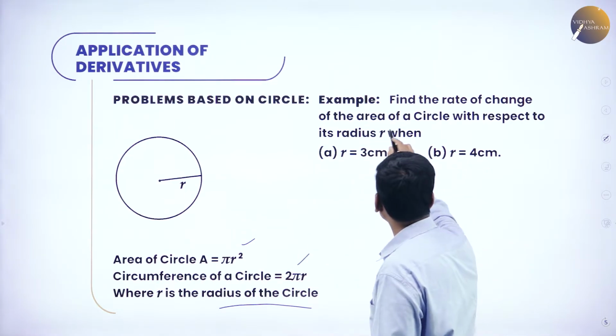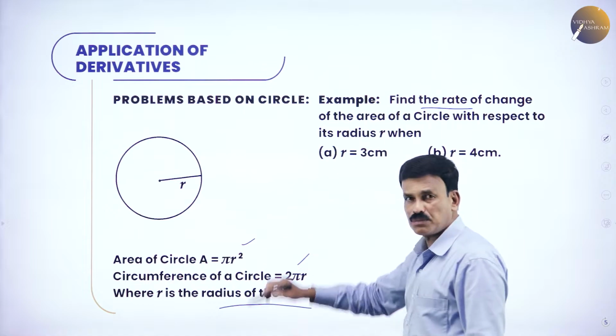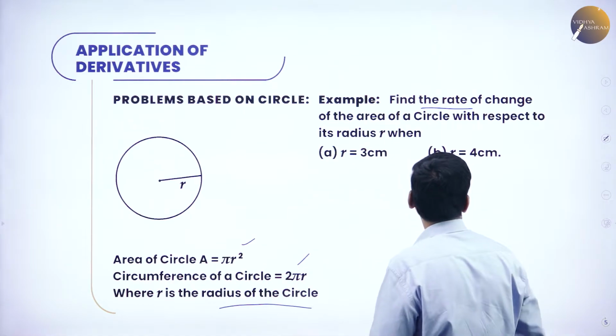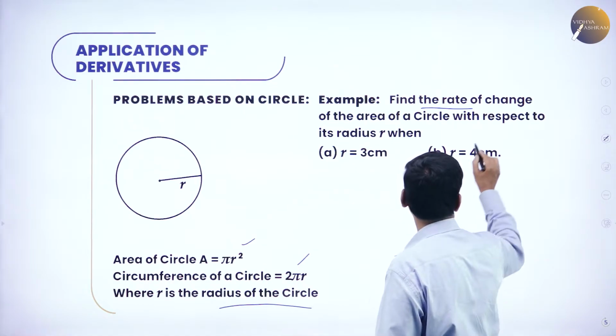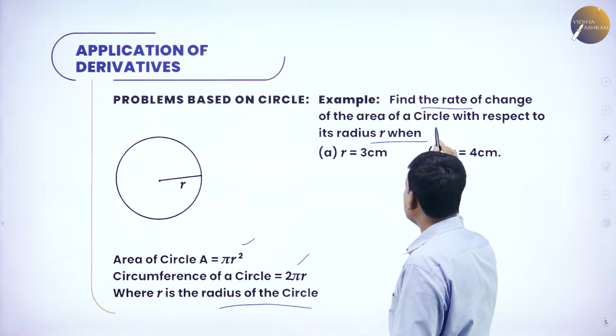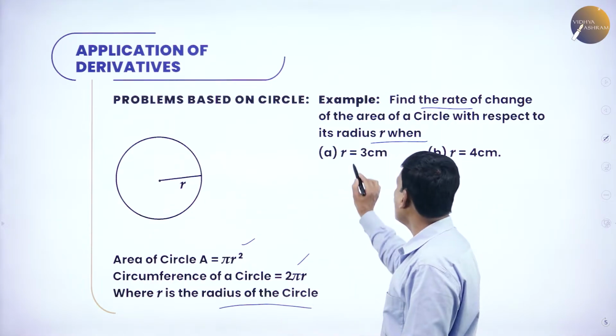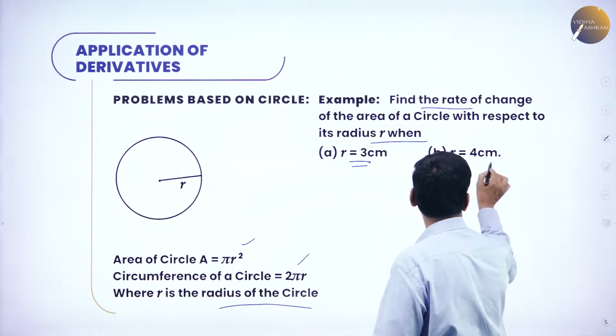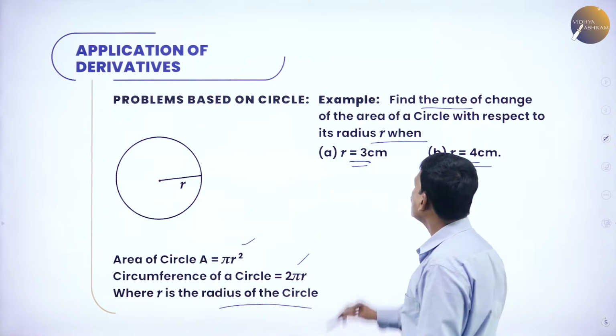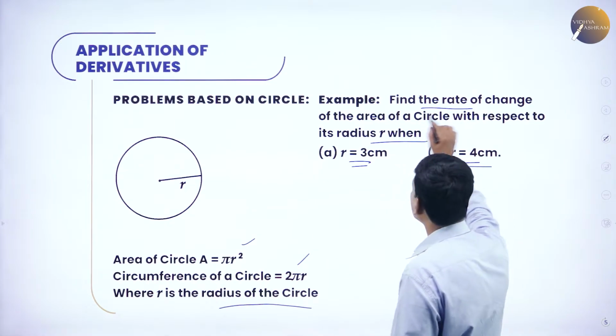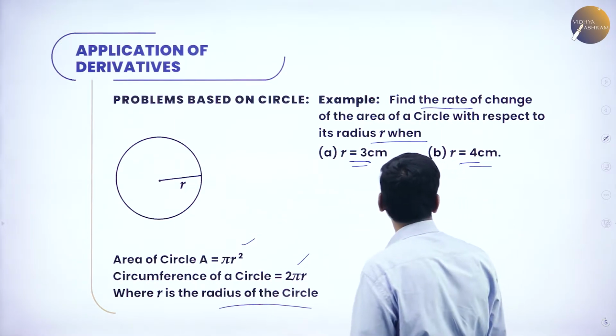Now what is the problem given? You may expect this type of question for 2 marks. Find the rate of change of area of a circle with respect to the radius r when r is equal to 3 centimeters and r is equal to 4 centimeters. What is required to find? Rate of change of area of the circle.